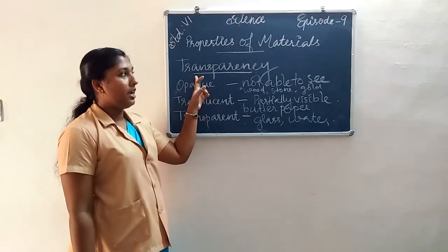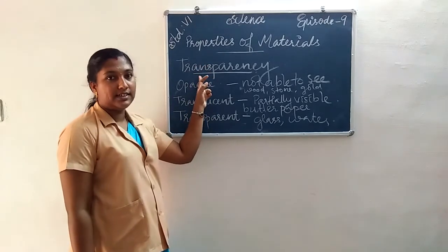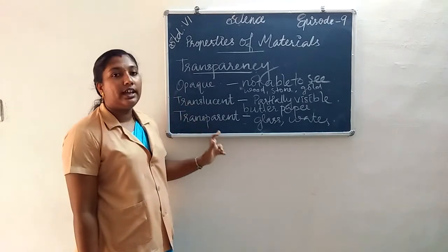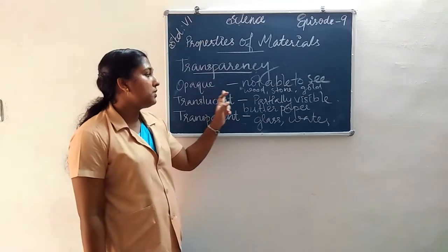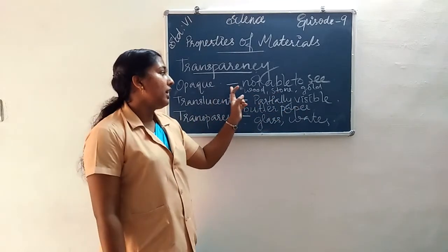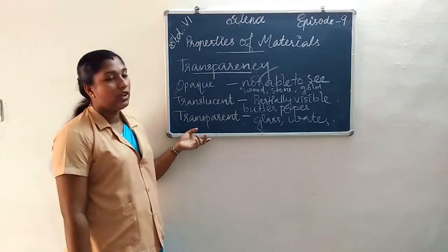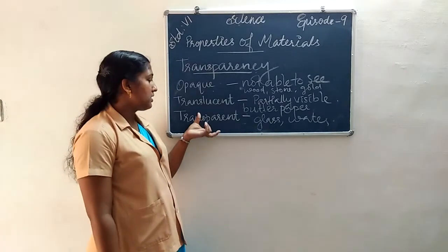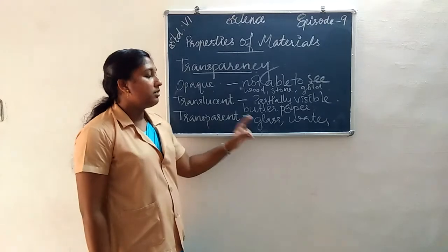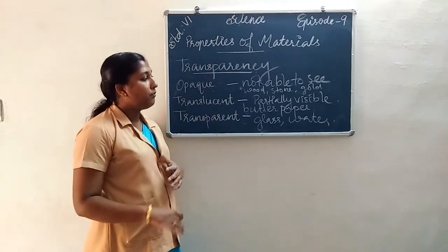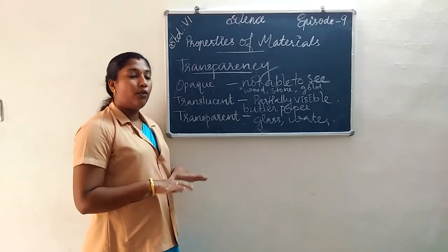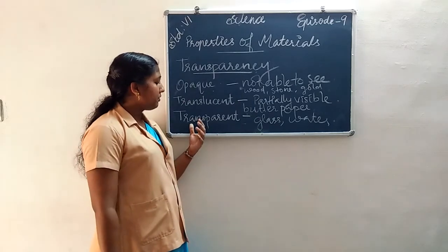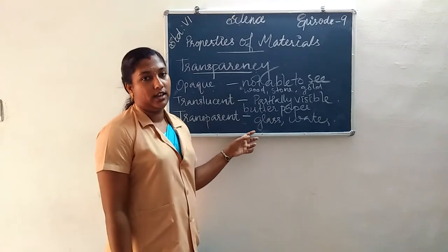So, on the basis of the property of transparency, materials can be grouped into three: opaque, translucent and transparent. Examples for opaque materials: wood, stone, gold. We are not able to see through them. Translucent materials are partially visible. Transparent materials are materials through which we can fully see the other side of the object. Examples: glass, water.